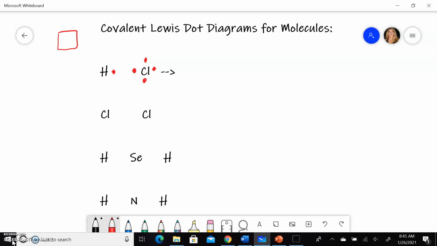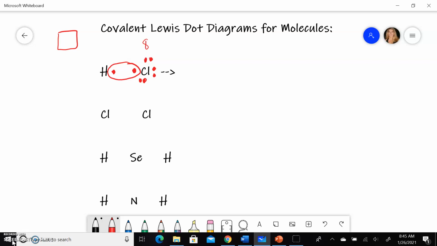So we have 7 dots to place for chlorine, and we've only done 4, so I'm going to pair one up here. Pair one on the right and one on the bottom. And now what we're going to do is to share these 2 valence electrons. So chlorine has now 6 valence electrons that belong only to it, plus it has the 2 that it's sharing with hydrogen, which makes a total of 8, which is stable. That's the octet rule for chlorine.